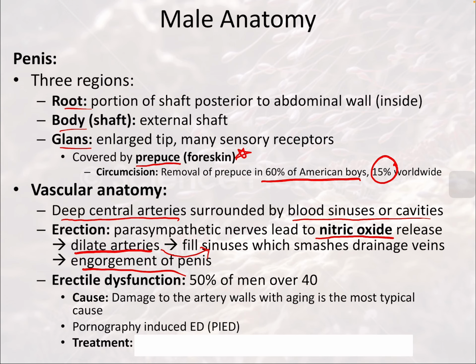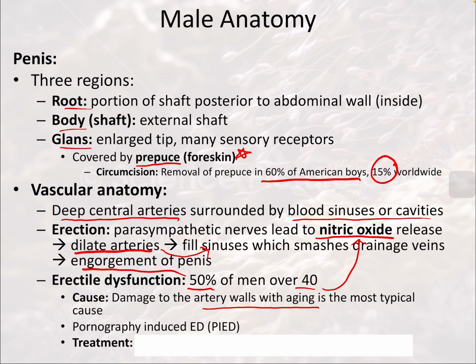Okay, erectile dysfunction, or ED, is extremely common in westernized countries, and it's 50% of men, so half of men over the age of 40 struggle with erectile dysfunction. The most typical cause is damage to the artery walls that just happens with aging, and that's directly connected to nitric oxide release.